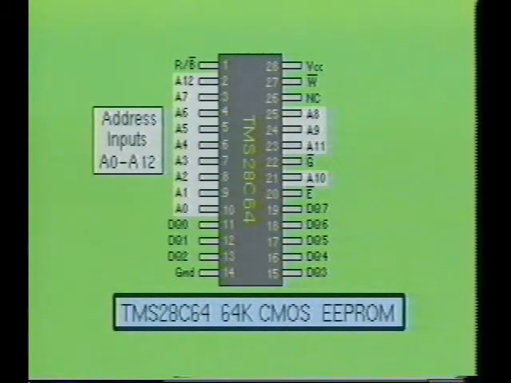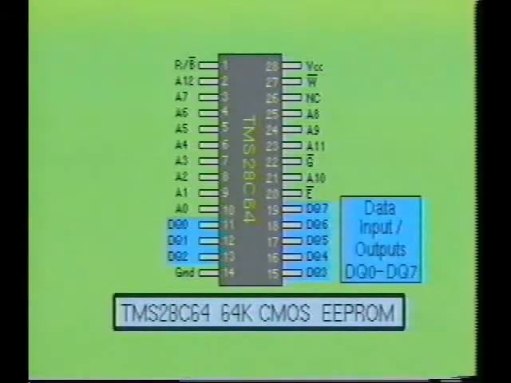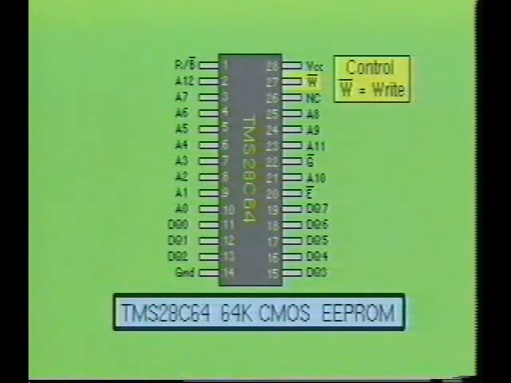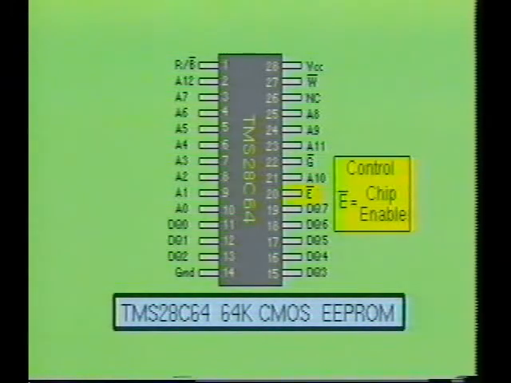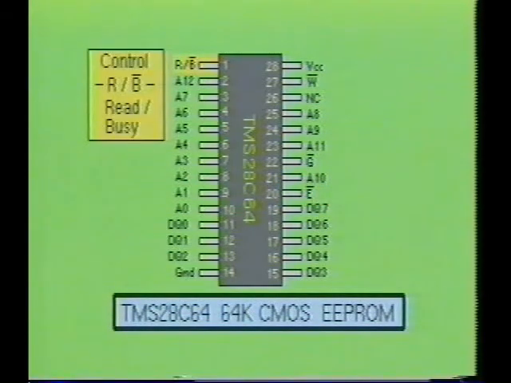The TMS-28C64 has 13 address inputs labeled A0 through A12. It also has 8 data input-output pins labeled DQ0 through DQ7. The control pins on this device are not W for write, not G for the output enable, not E for the chip enable, and R, not B for the ready busy signal.